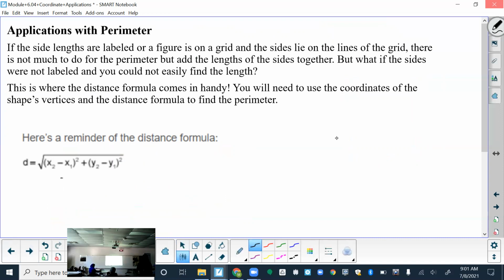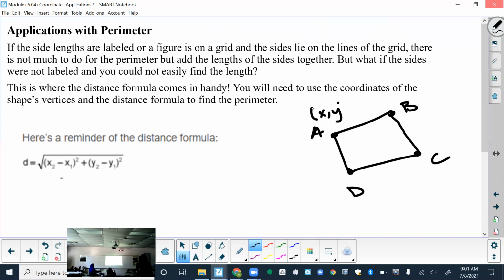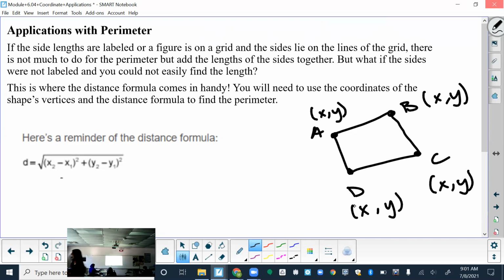So think of it like on a coordinate plane, right? Sometimes you just have a box labeled like this, and there's no lengths at all. You just have A, B, C, and D. And you have to figure out what those x, y values are for each one, and then do the distance formula for each one. All right, I know that's a little tedious, but that's what you're doing to find the perimeters. You're finding the distance from each point to each other.